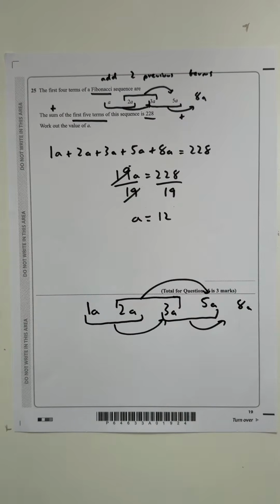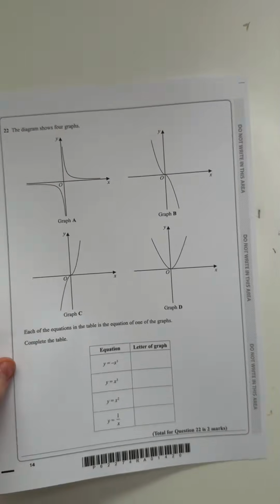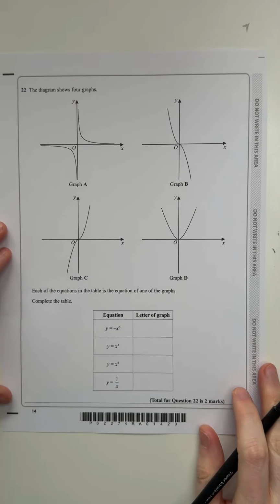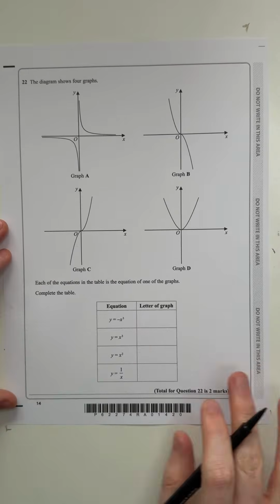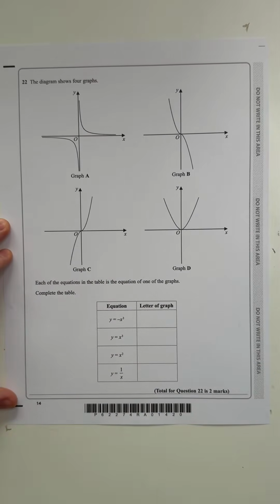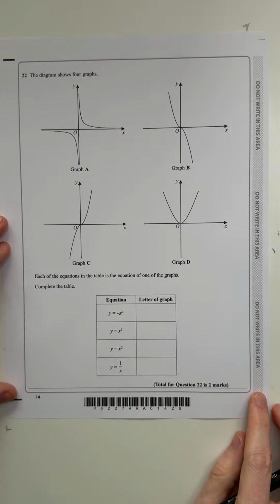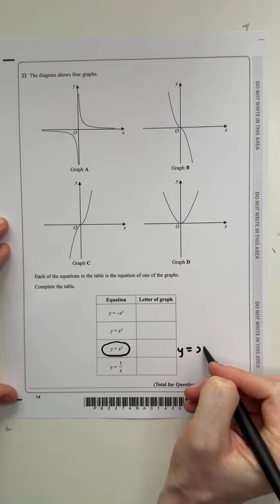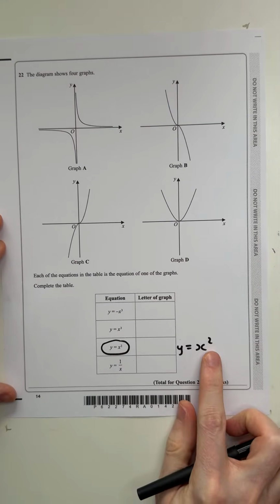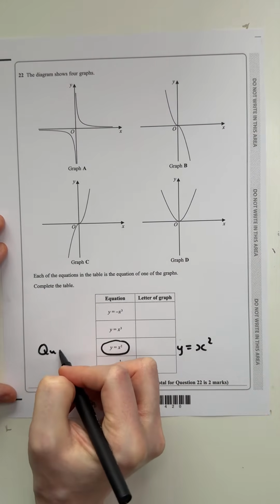Next one here is matching up graphs. So you could be asked to match up graphs depending on their shape, etc. So always look for key signs. Each of the equations in the table is an equation of one of these graphs. So here, the easiest graph to recognize is probably this one. You always look for the highest power. So y equals x squared. If the highest power is 2, therefore we know it's what we call a quadratic graph.